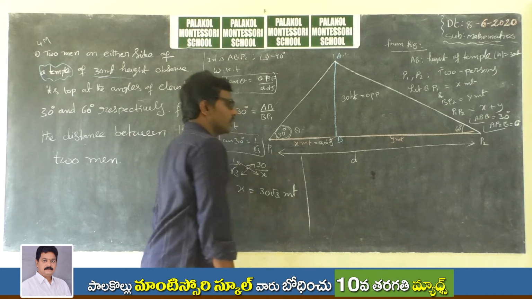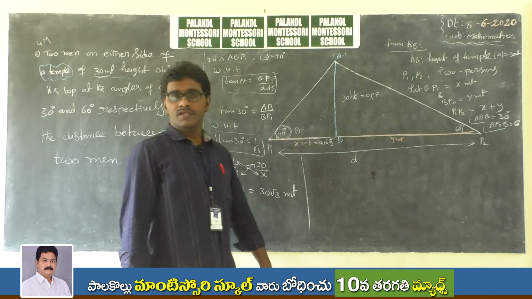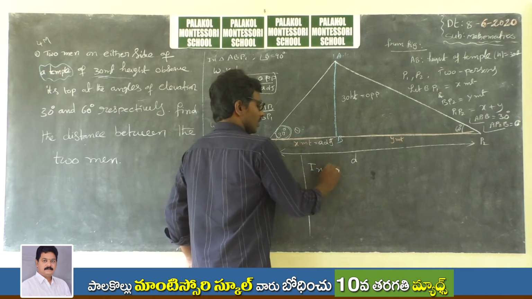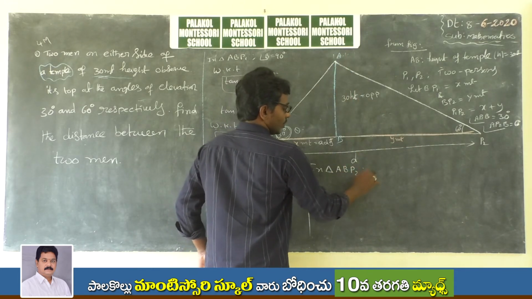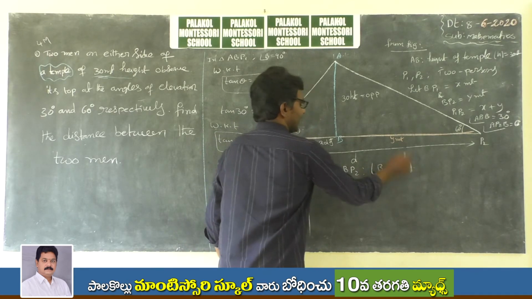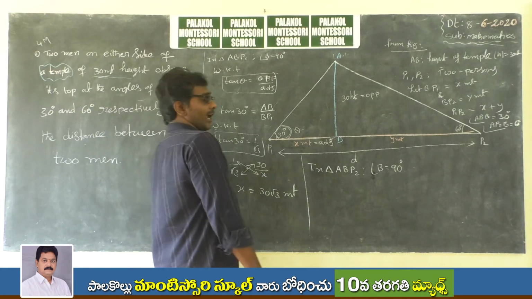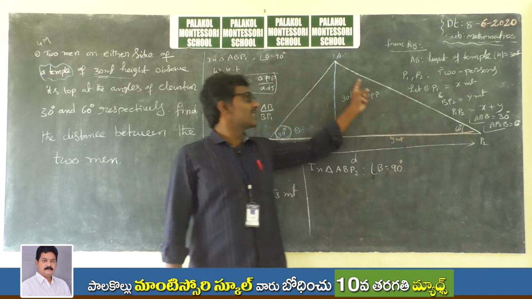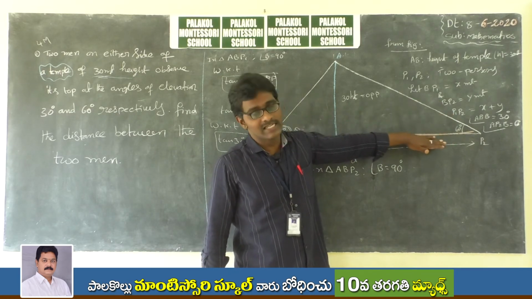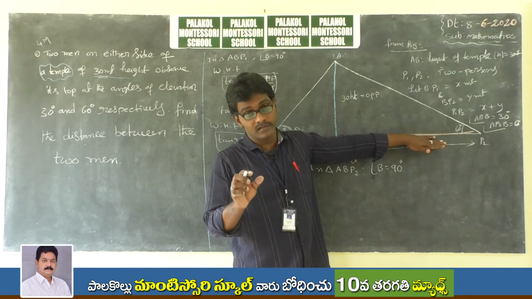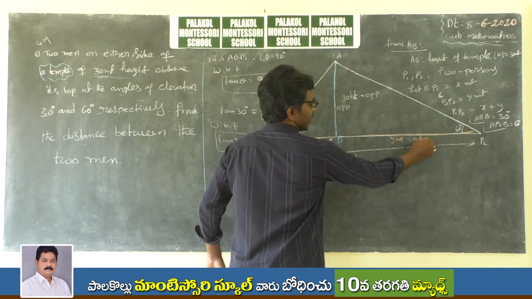Okay guys, next, I take the other side, where one right angle triangle is formed. I name that triangle ABP2, with angle B equal to 90 degrees. Now see, according to the 60 degrees angle, this is called the opposite side and this one is called the adjacent side. These are all basic points.